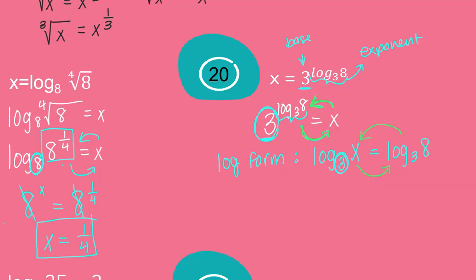Now I can cancel out here. My log base 3, my log base 3, and I'm going to end up with x equals 8 as my answer. Again, all you have to do is know the rules. It may look funky, but just keep with it, switch what you have to, and then see what you have.